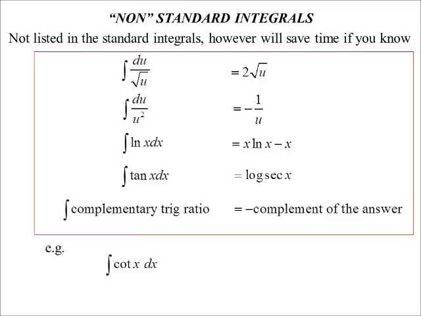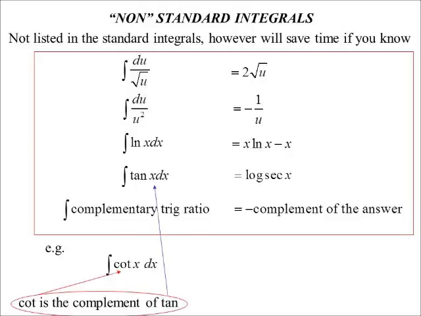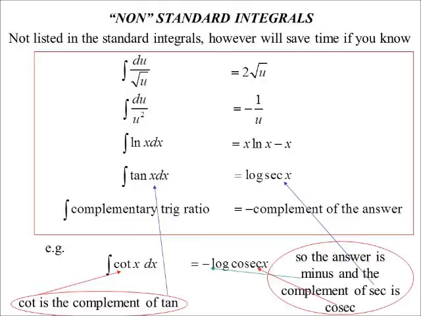So what do I mean? I want to find the integral of cot. Don't know what the integral of cot is. I do know what the integral of tan is. So I'm finding the integral of the complementary trig ratio of something I knew. So my answer is minus the complement. So in this case, it'll become minus the log, the complement of sec is cosec.